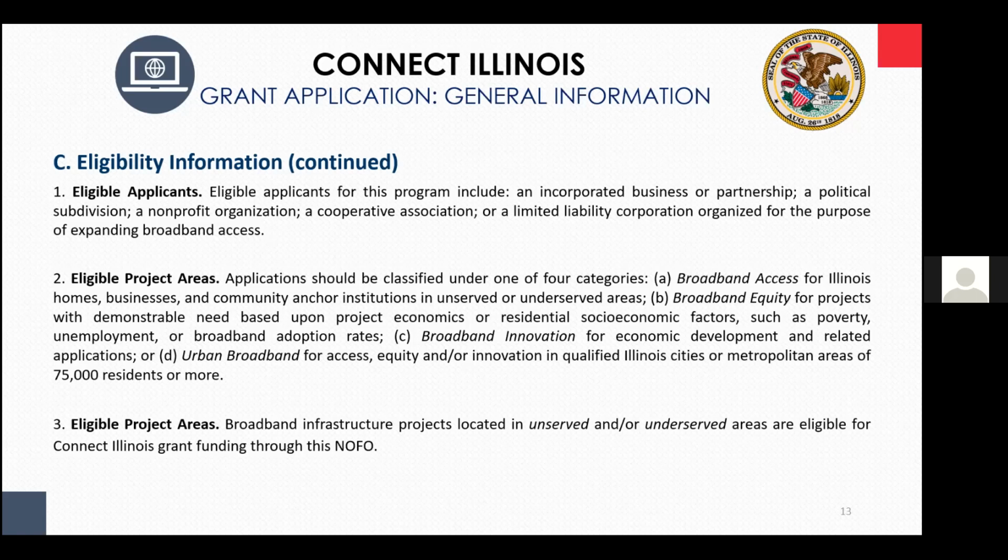With our program, we'd like to target resources to the hardest to serve areas, or those areas that fall beneath a basic threshold of 100 megabits per second download, 20 megabits per second upload, our definition of underserved in Illinois. But we also have some additional funding categories that we'll describe in future slides that bring this program to life for all corners of the state. We'll have some slides devoted to the remaining project categories. In addition to broadband access, we have broadband equity, broadband innovation, and our urban broadband categories.